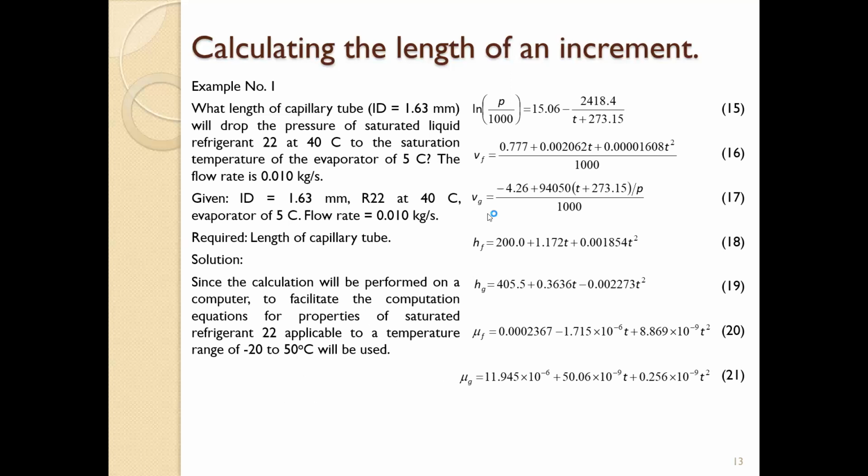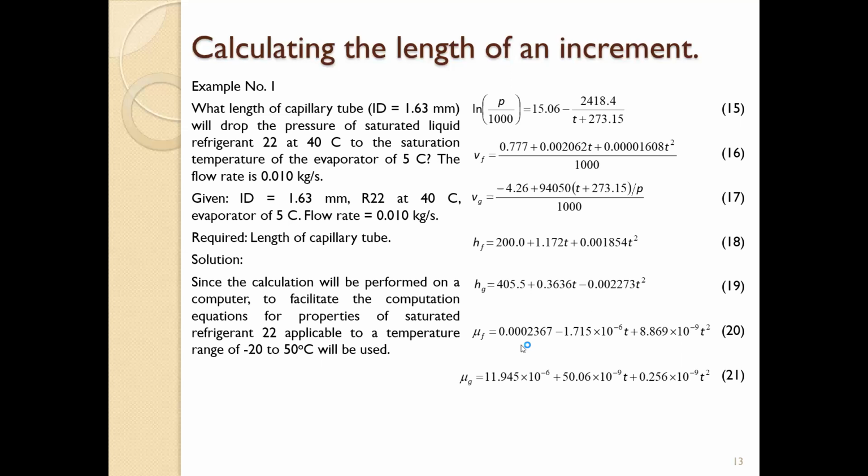B sub D is equal to -4.26 plus 94050 times T plus 273.15 over P over 1,000. Then ln SF is equal to 200 plus 1.172T plus 0.001854 T squared. S sub D is equal to 405.5 plus 0.36060 minus 0.002273 T squared.